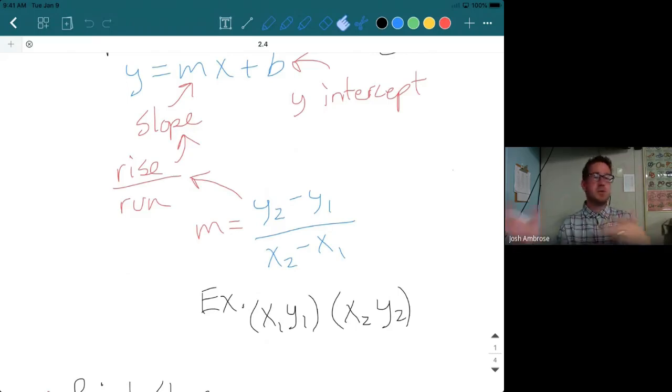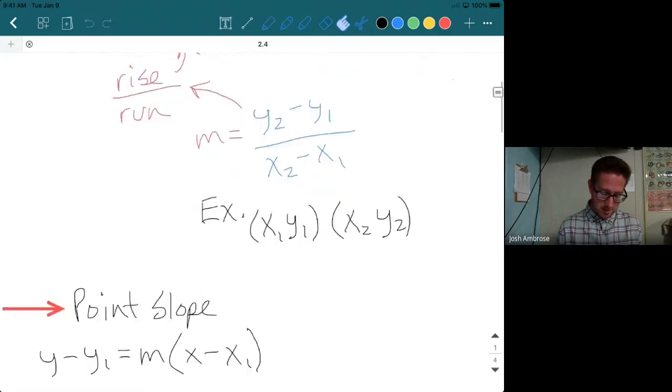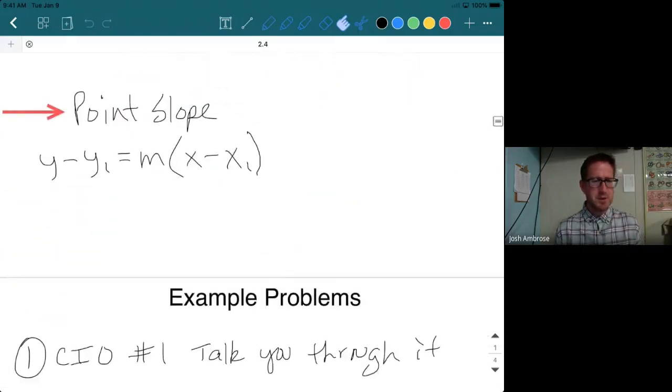Then you would just replace all those in the equation, and you will see me do that in these example problems. Okay, let's take a look. One more little note there.